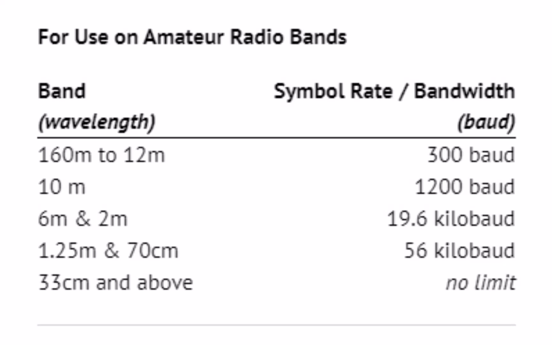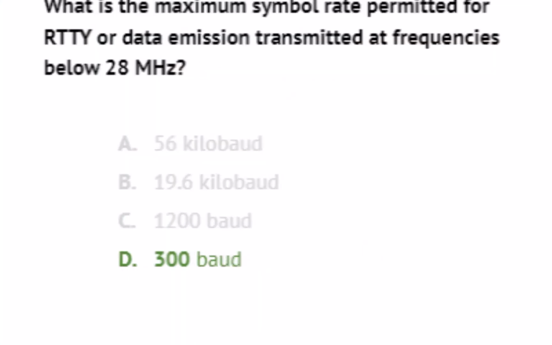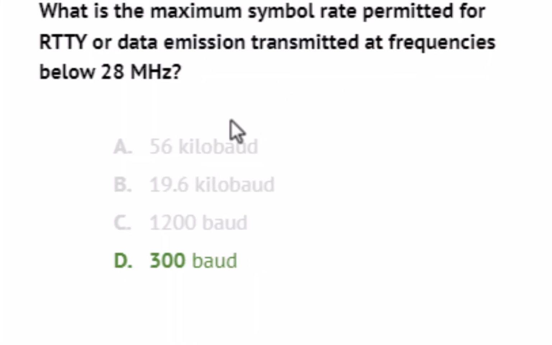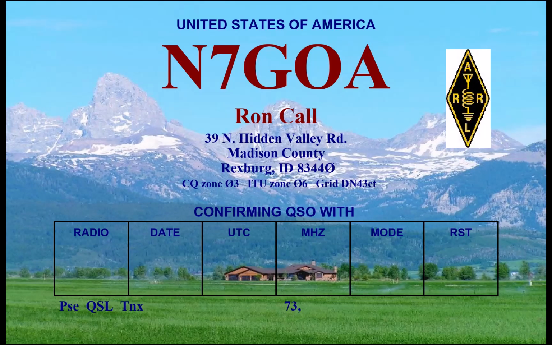Now, the baud rate is similar to the bit rate. Some people are more familiar with bits per second. Baud just means the symbols per second. Now, a symbol might be more than one bit. Depends on the mode, how many bits are in a symbol. But that's what the baud rate is, how many symbols per second. So just remember the answer to this question, since it's below 28 megahertz, so it would be below 10 meters, the answer would be 300 baud.